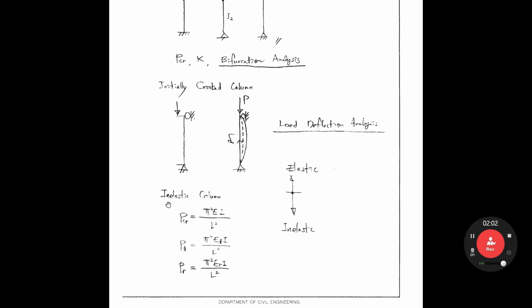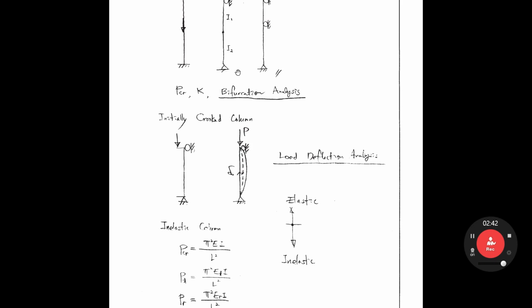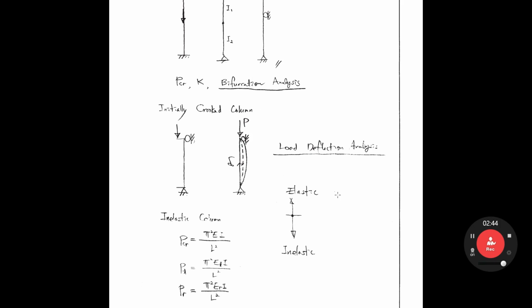Lastly, I'll present the inelastic column. So far, you learned regarding PCR for the elastic column. That means pi square EI over L square, where this E is elastic. So for the inelastic column, there are two different loads, PT and PR. This E is no longer in the elastic range. So, I'll cover these three different issues.